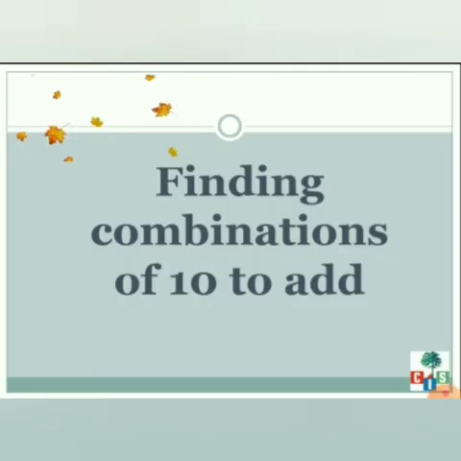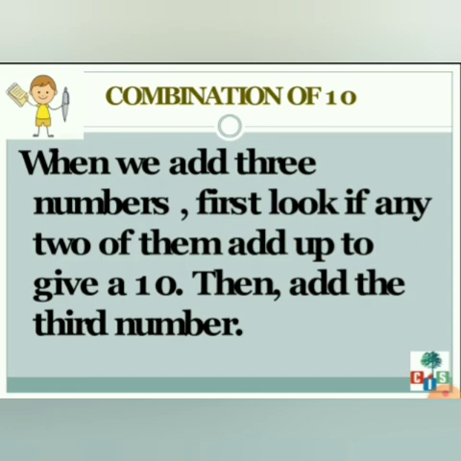Now let's do finding combinations of 10 to add. When we add three numbers, first look if any two of them add up to give 10, then add the third number. The combination of 10 says that if any two numbers add up to 10, then first we will do that and then we will go to the third number, so that it will be quite easy for us to do the addition.